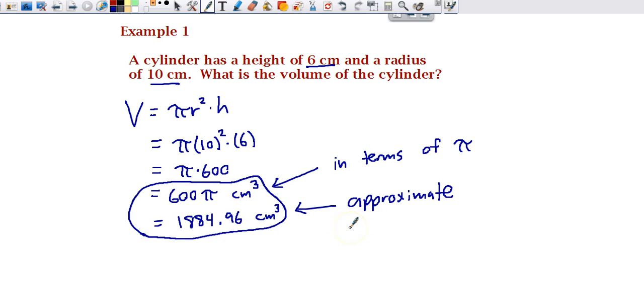And if it doesn't specify, you can do either one. But a lot of times on a test, on a multiple choice test, you often find that these are in terms of pi. So it's very helpful to know that you're not typing pi in the calculator. Okay, next example.